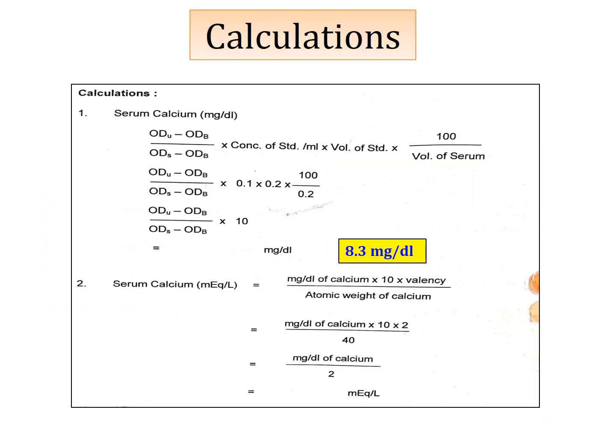Value of calcium in given unknown sample can be calculated using a given formula where you have to place the optical densities of unknown, blank and standard solution, also concentration of standard, volume of standard and volume of serum. Then you will get the value of calcium in given unknown sample in mg per dl unit. If you want to convert the unit from mg per dl to milliequivalent per liter, you have to use the given formula where you have to divide the value of serum calcium by 2.